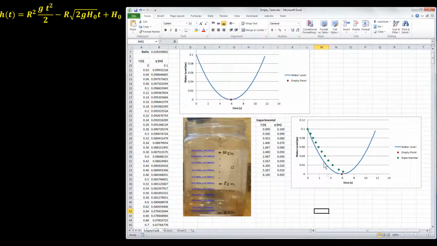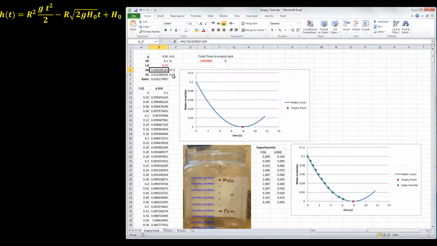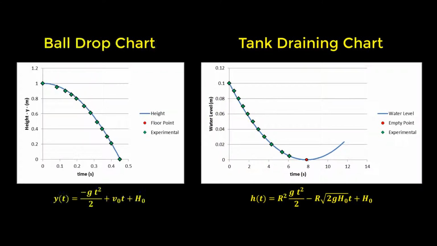Notice how the points don't line up with the theoretical curve. This is because of the discharge coefficient, which is set to 1 in the spreadsheet. Once we change it to 0.75, the points line up. Now let's compare the tank draining with the ball drop. Notice how the two graphs are similar, but they have different concavities.